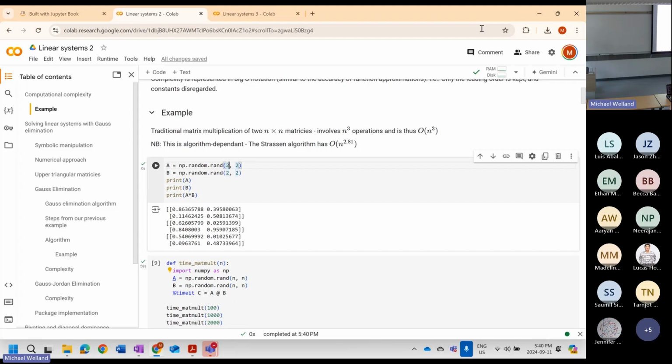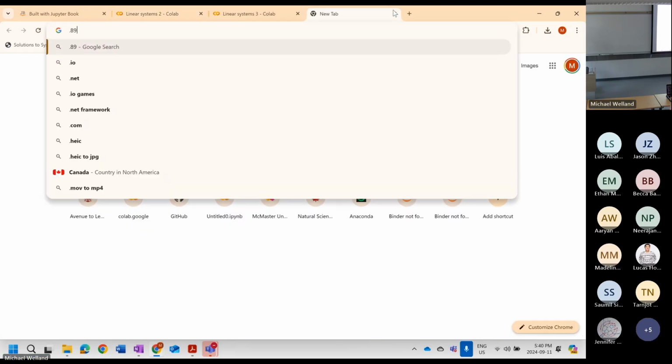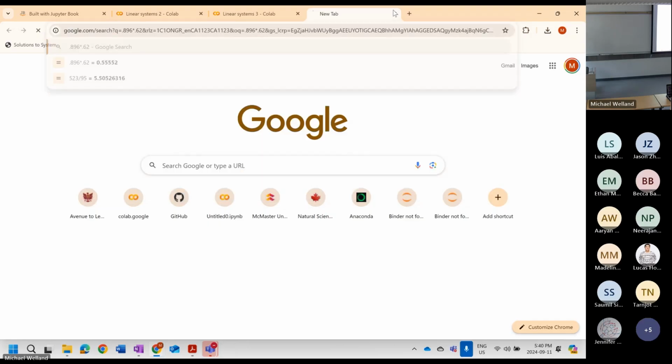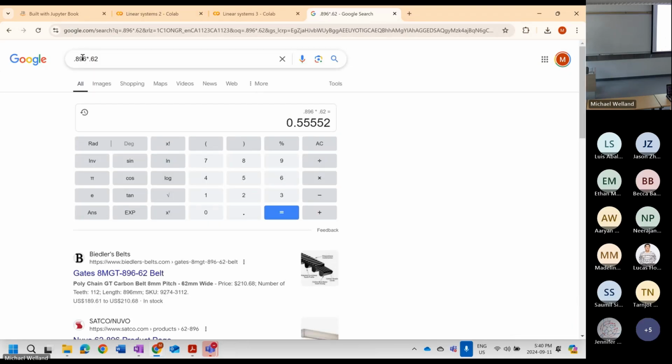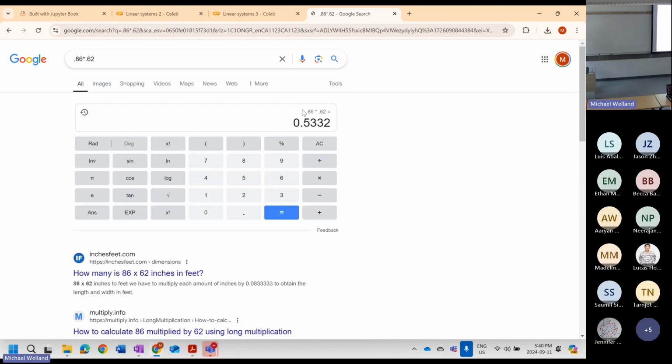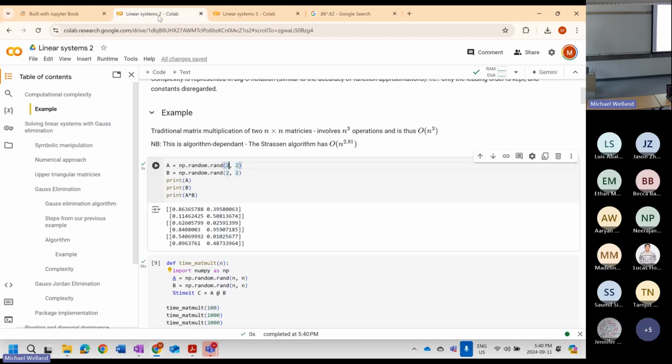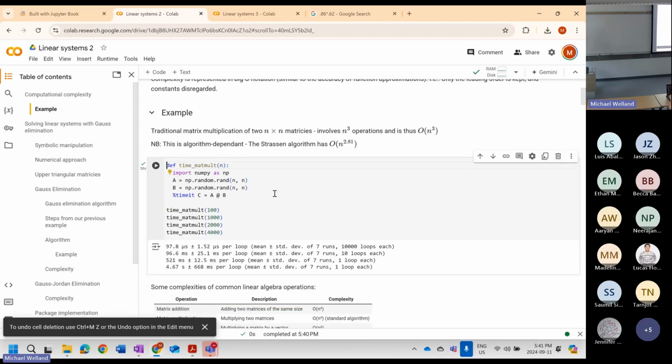Anybody have a calculator? 0.86 times 0.62. Yeah, it's 5.3. And that's approximately this element. So that multiplication is element by element multiplication. It's not matrix multiplication. So that's a little pitfall with that one.